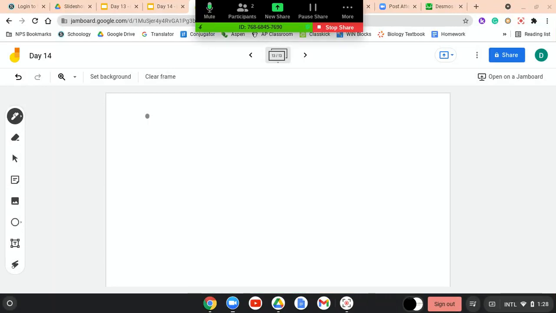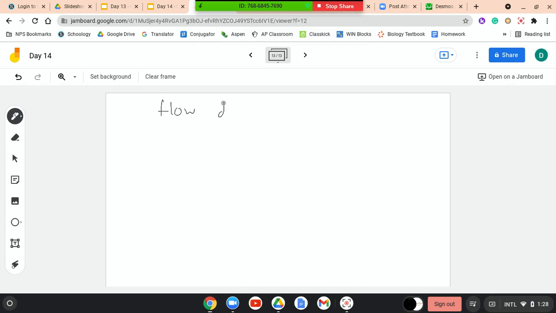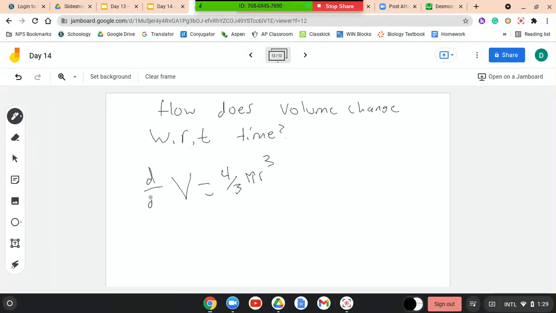So the first thing we do is, let's say we're asked, how does volume change with respect to time? Here's what I do. I know that the volume of a sphere is 4/3 pi r cubed, right? And I'm trying to answer the question, how does volume change with respect to time? What happens if I apply the derivative operator with respect to time on both sides?